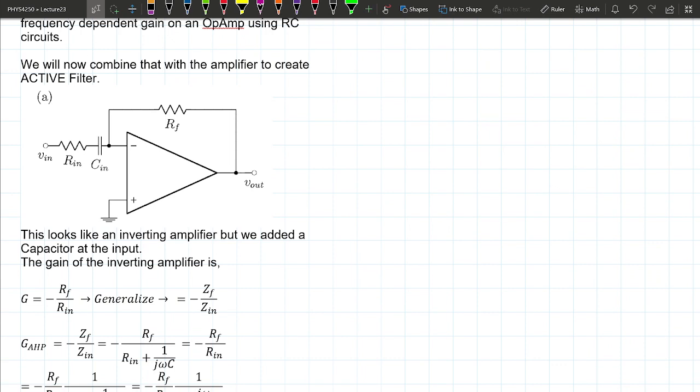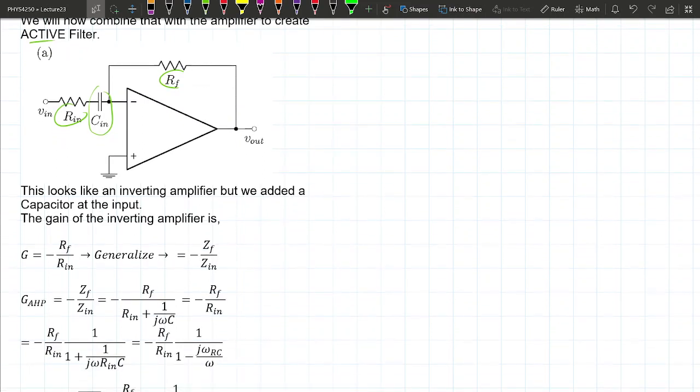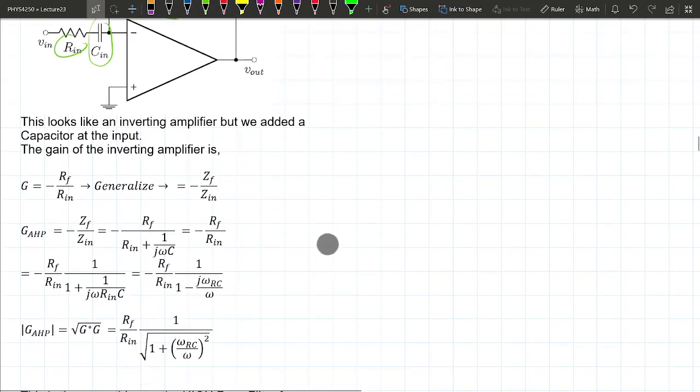If you want an active filter, meaning you're going to plug in a filtering circuit, that's what this capacitor is going to do, as opposed to just a gain of RF over RN. Now the gain is going to depend on the frequency of the signal that comes in. And I'm not going to guess what type of filter this is.